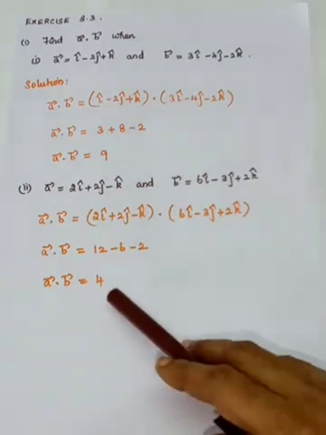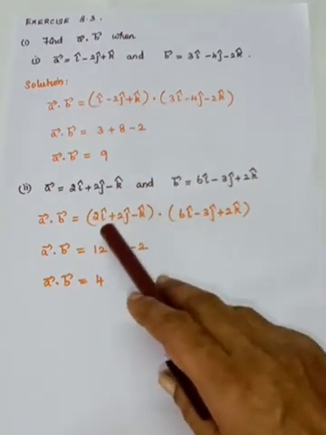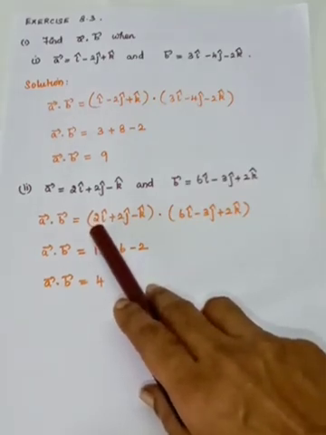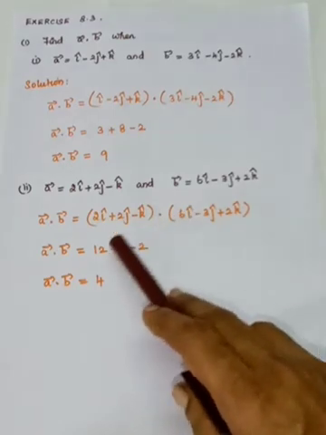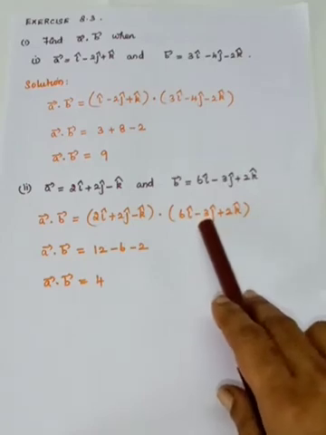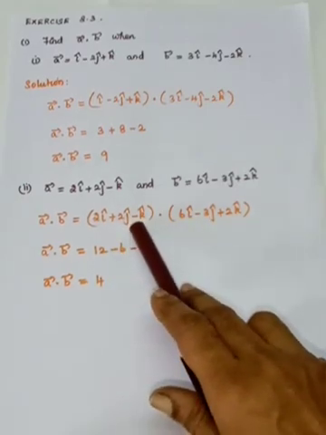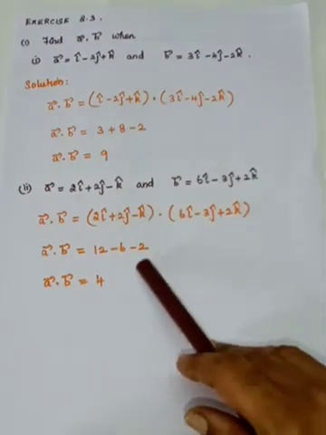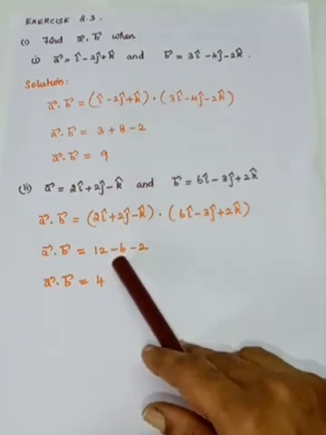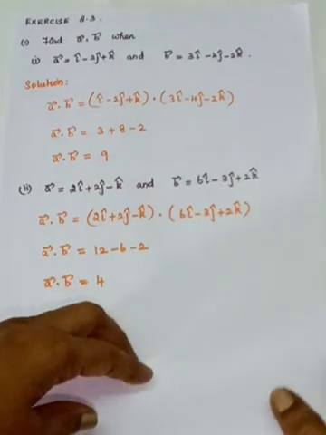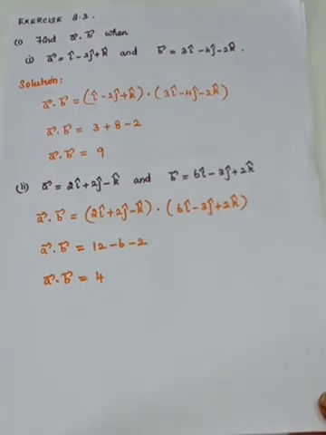In the same way, for the next one, how to take the scalar product? Multiply the same coefficients. Here the i cap coefficient is 2 and here you are having 6. 6 2s are 12. Next, here you are having 2 and here minus 3. If you multiply, that is minus 6. Here the coefficient of k cap is minus 1, and in this vector the k cap coefficient is 2. So minus 1 into 2 is minus 2. So 12 minus 6 is 6. 6 minus 2 is 4. So this is the way you have to find the scalar product of two vectors in terms of rectangular components.